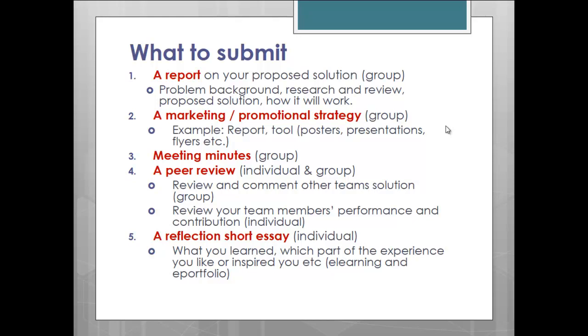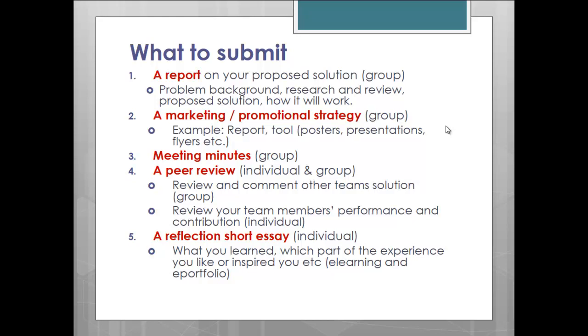Okay? A peer review. Peer review here, there are two parts. One is individual and one is group. Individual is you reviewing your team members' performances and contribution. Remember we talked about peer review? How would you review them so that they can be better? Review and comment. The group one is review and comment on other teams' solutions. So your teams will submit your solution, your marketing strategy and report, and then the other teams will look at it and then they will peer review it.